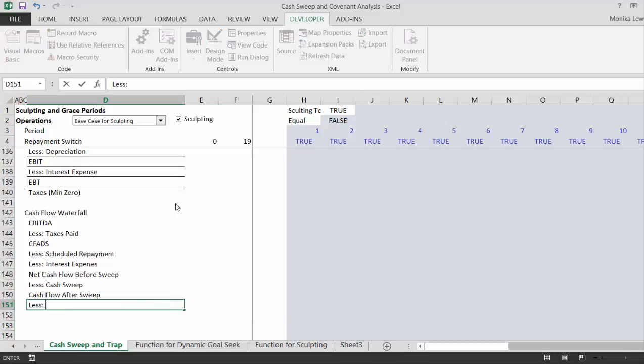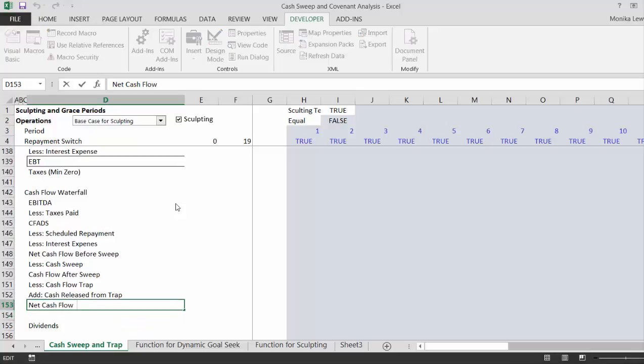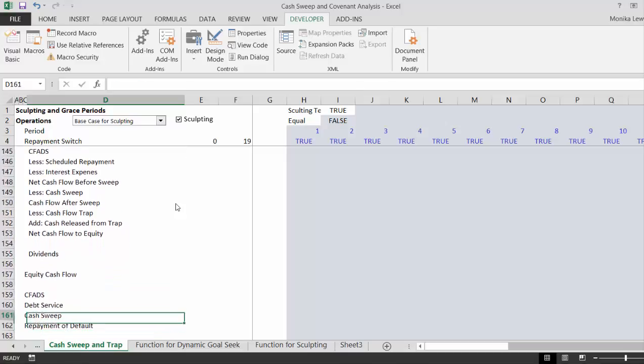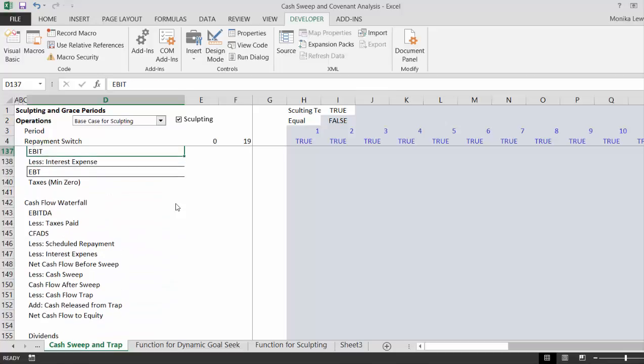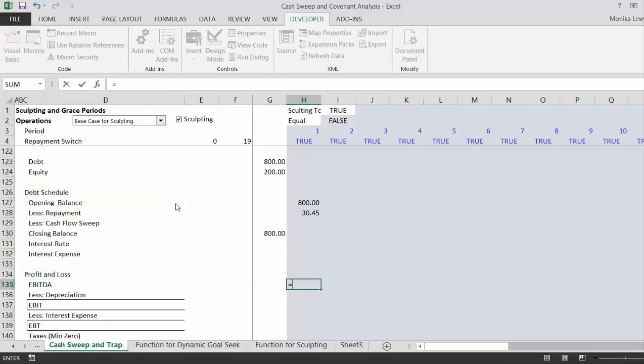You could even put a cash flow trap, and that's when we have a dividend covenant, and then we have net cash, and then we add cash released from the trap. So we should really put that down, and then we can have net cash flow. So we really need to understand this to the equity holders. Okay, this is kind of where the action is on a cash flow waterfall.